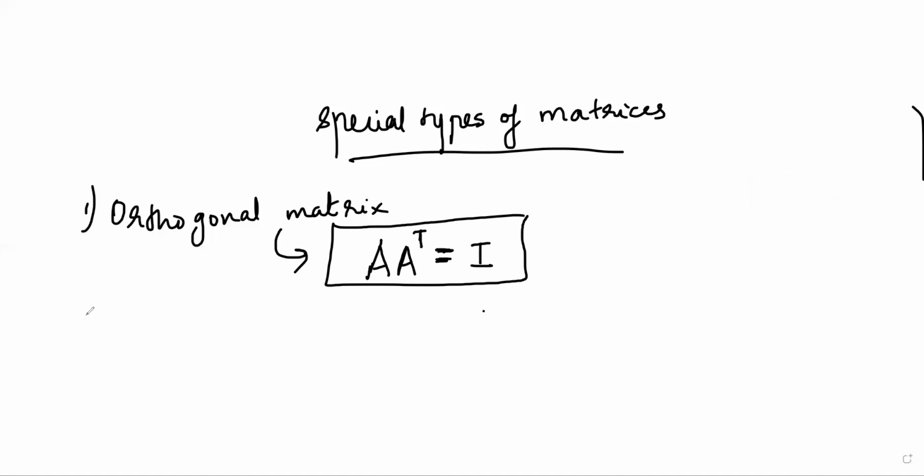Okay, next one. Conjugate of a matrix. The next type of matrix we are seeing is conjugate of a matrix or conjugate matrix.